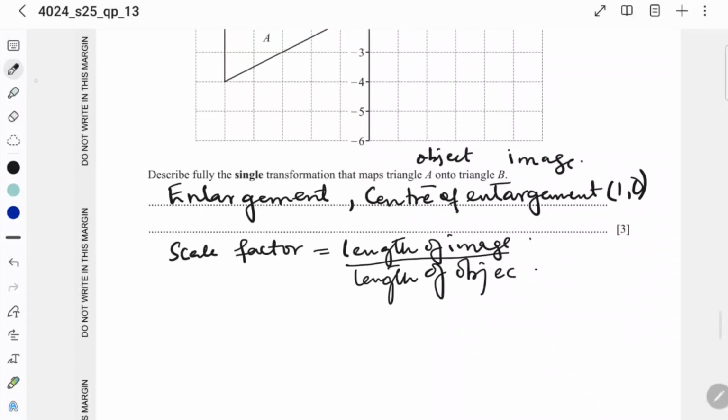So you just write down 2 over 4. Okay, so that is 2 over 4, which is half but minus half. So the scale factor is minus half. Why negative? I've told you already, because your center of enlargement is coming in the middle. That's why the scale factor is negative.